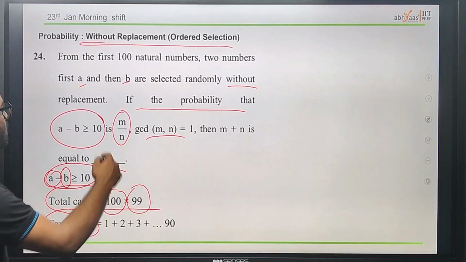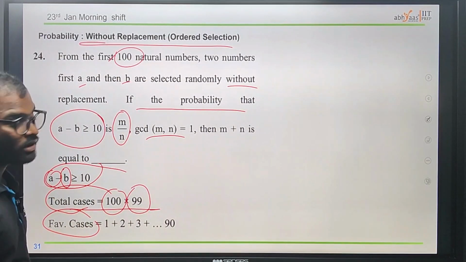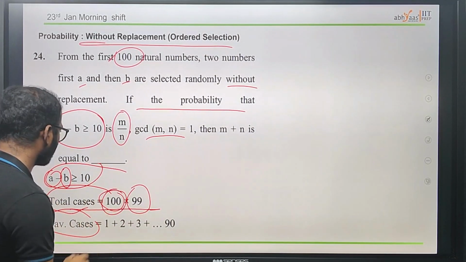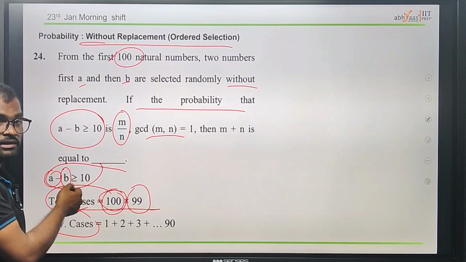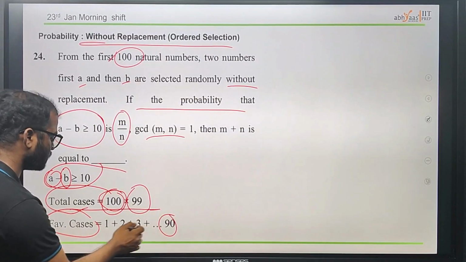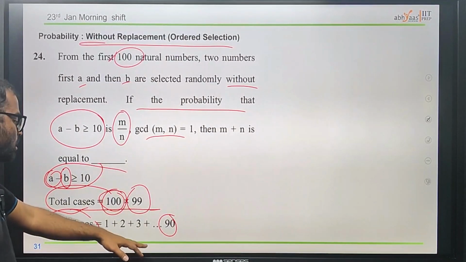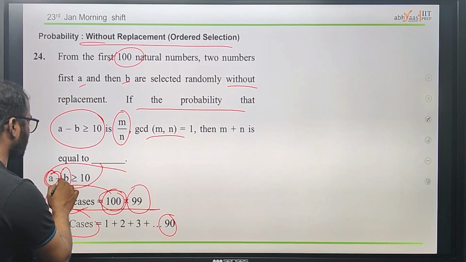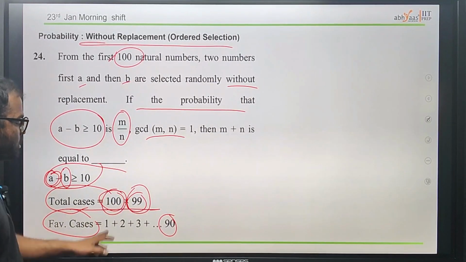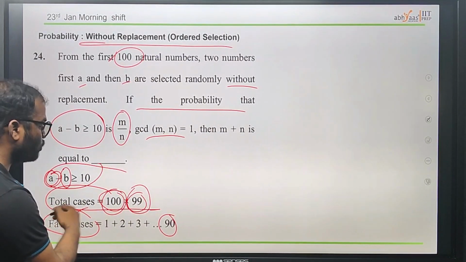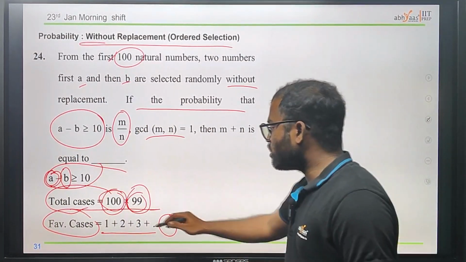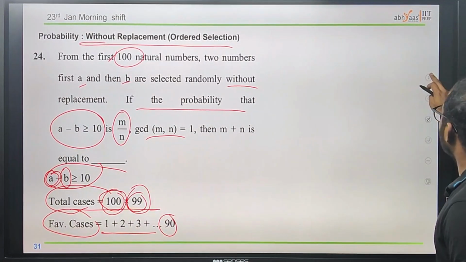See here, there are 100 natural numbers given. From that, first selecting a as 100, then 100 minus b gives us 90. For that reason, in favorable cases we just took 90 here. But after choosing a, we can have only 99 for b, so for that reason we have 100 into 99 for the total cases. In this case we have the 90.